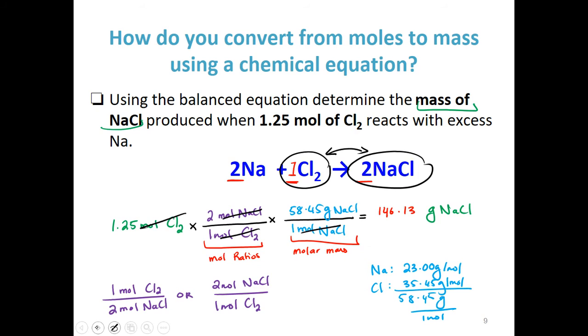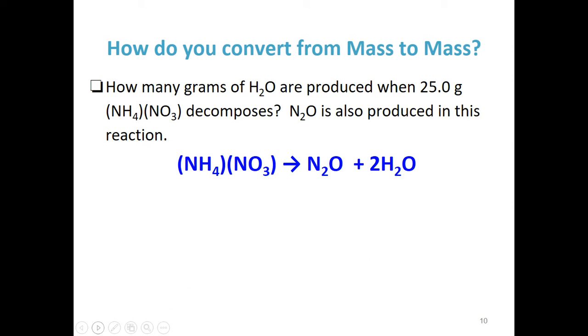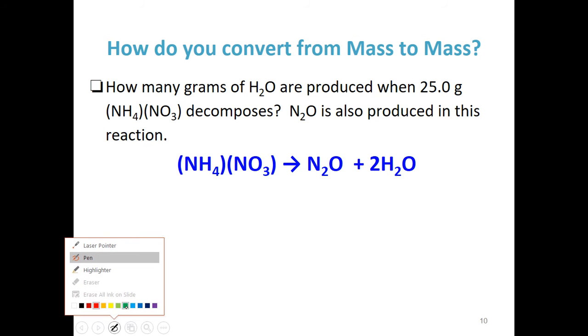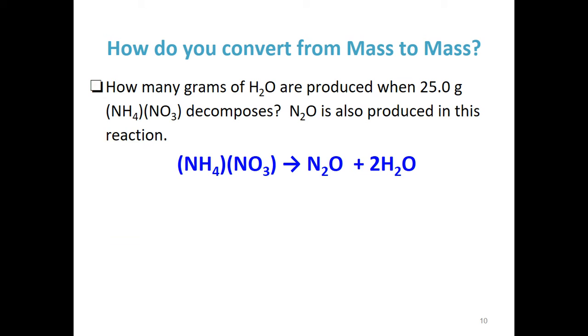All right, let's look at the second question. We are going from mass to mass here. Look at the actual equation. We have ammonium nitrate going to dinitrogen monoxide and 2 moles of water. So the question is asking, let's read it. How many grams of water are produced? That means we are going to end up with grams of H2O when 25 grams of ammonium nitrate decomposes.